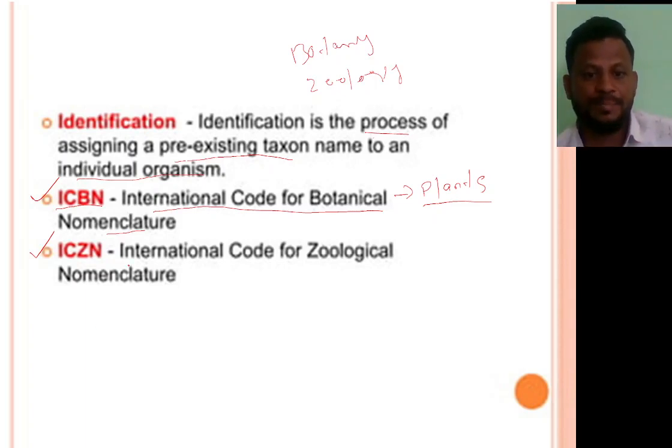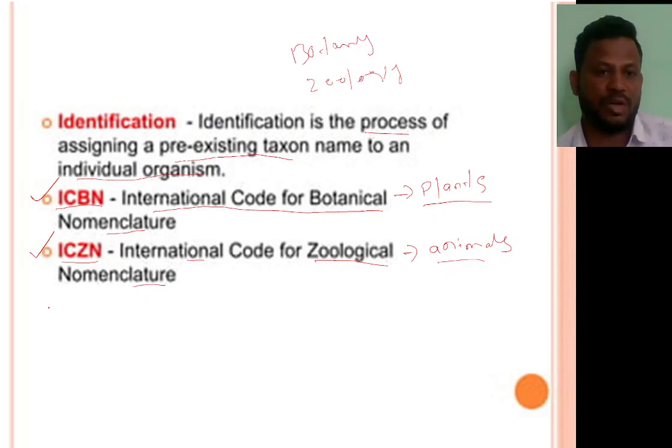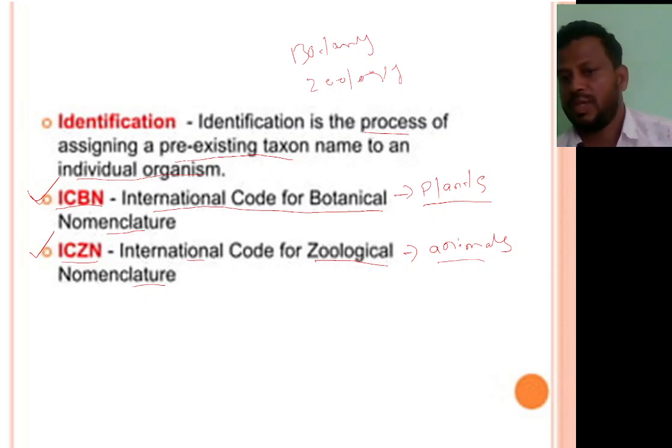And the second one is the ICZN, International Code for Zoological Nomenclature, that is related to the animals. These are the two types we are using for nomenclature, to give the name for the organism, whether it may be plants or animals. ICBN stands for the International Code of Botanical Nomenclature, and the second one, ICZN, is the International Code for Zoological Nomenclature. Okay, let us move further.